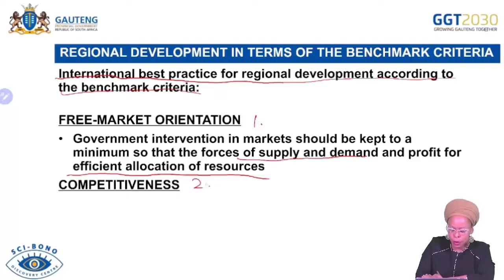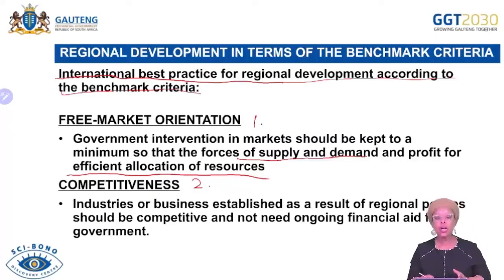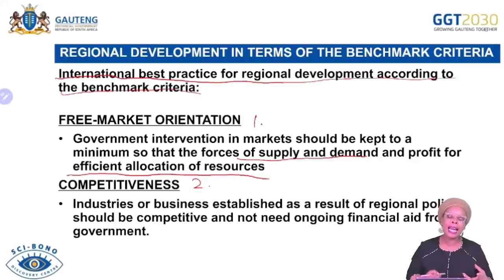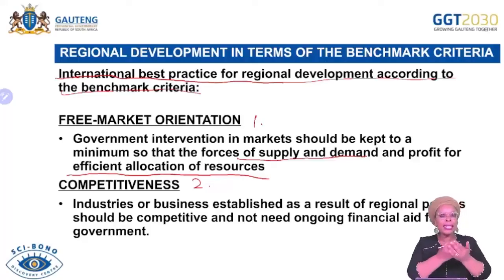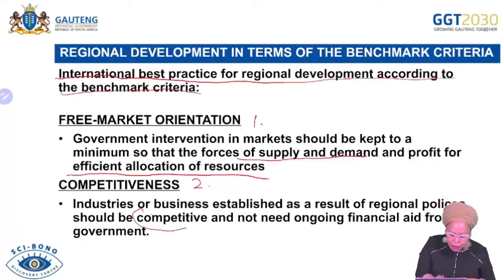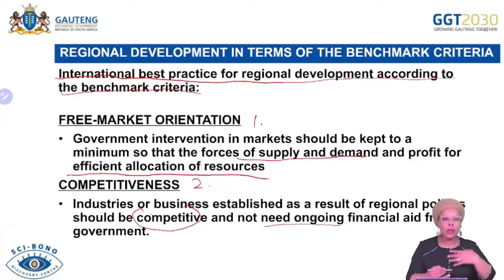Number 2, we have competitiveness. So when you look at South African businesses, we find that in most cases, they rely on financial assistance from the grant. And when the financial assistance is removed, you then realize that the business or the industries are unable to compete with other foreign industries on their own. So with competitiveness, we're saying industries or businesses established as a result of regional development policy should be competitive and not need ongoing financial aid.